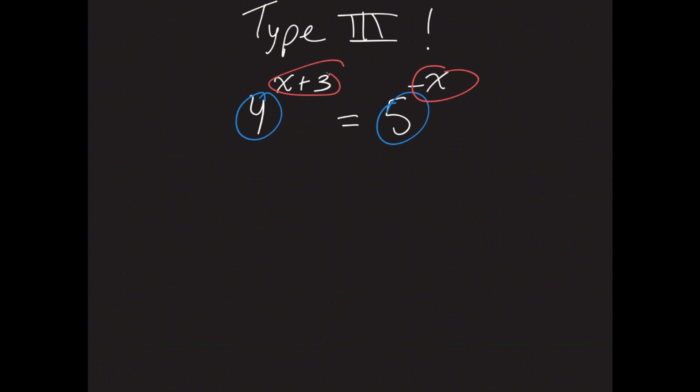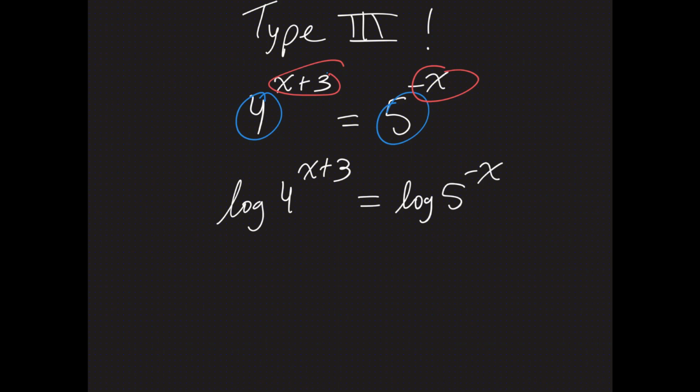Well, type 3 is when I'm going to be taking log base 10 on both sides. So I take the common log of both sides. And so what does that end up becoming? So we have log of 4 to the x plus 3 is equal to log of 5 to the minus x. So I've just taken the common log of both sides.